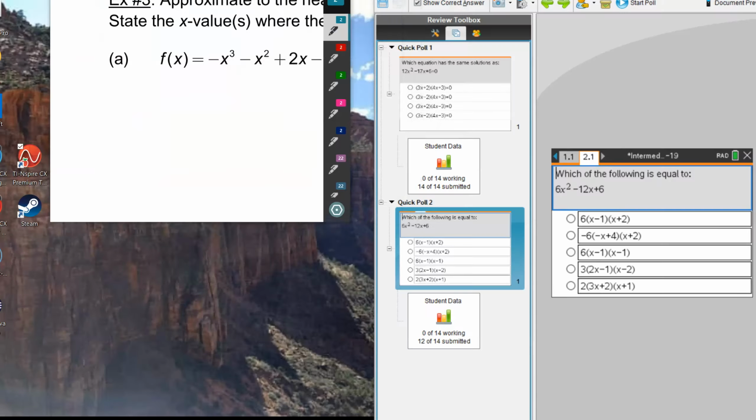So negative x to the third minus x squared plus 2x minus 1. No, of course.